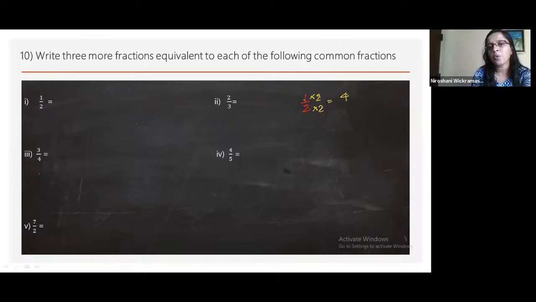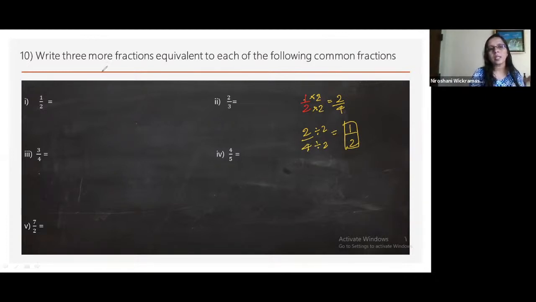2 times 1, 2. 2 times 2, 4. Look at the same number we multiply. Now 2 over 4, if you divide these two numbers by the same number, 2, 1 over 2, you are obtaining this back. Right? I mean, we can obtain equivalent fractions by multiplying numerator and denominator by the same number, or we can divide the numerator and denominator by the same number, then also we can get the equivalent fractions.